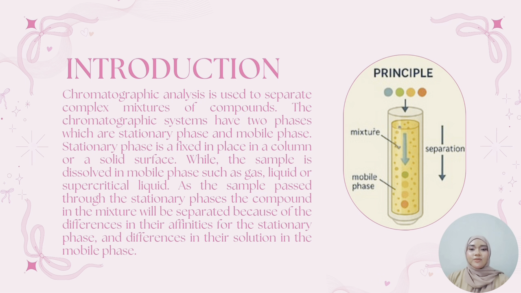The chromatographic systems have two phases, which are stationary phase and mobile phase. Stationary phase is fixed in place in a column or a solid surface, while the sample is dissolved in mobile phase such as gas, liquid or supercritical liquid. As the sample passes through the stationary phase, the compounds in the mixture will be separated because of the differences in their affinities for the stationary phase and differences in their solubility in the mobile phase.